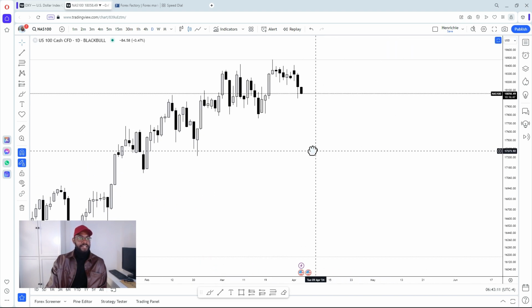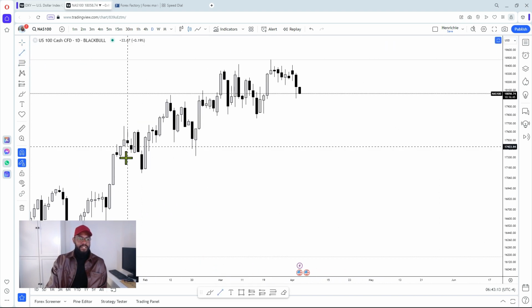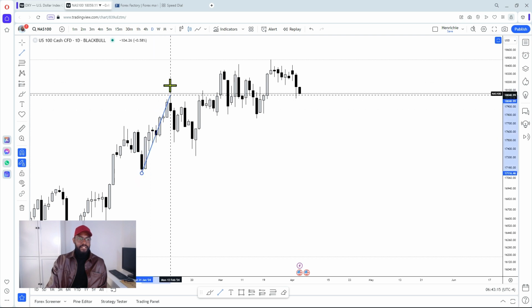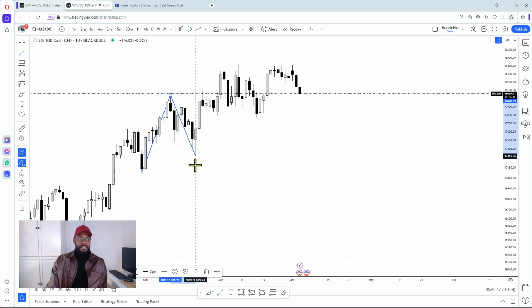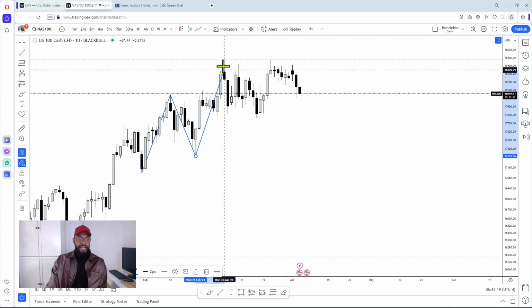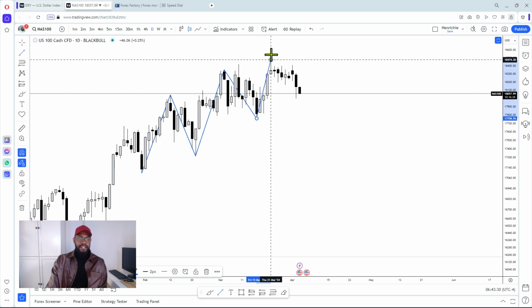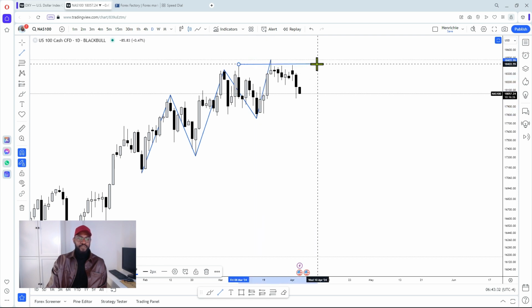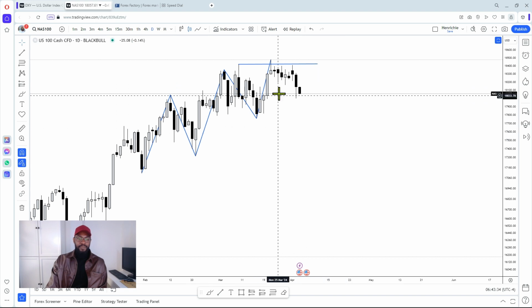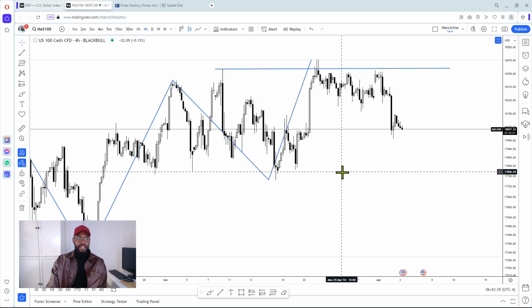Looking at this right here on the daily, we can see we're consistently creating higher highs, higher lows, higher high, higher low. And then after this higher high we created, after this higher low right here, you can see that for this high, there's no break above. So it's quite a complicated price action. So we look at the 4 hour time frame.